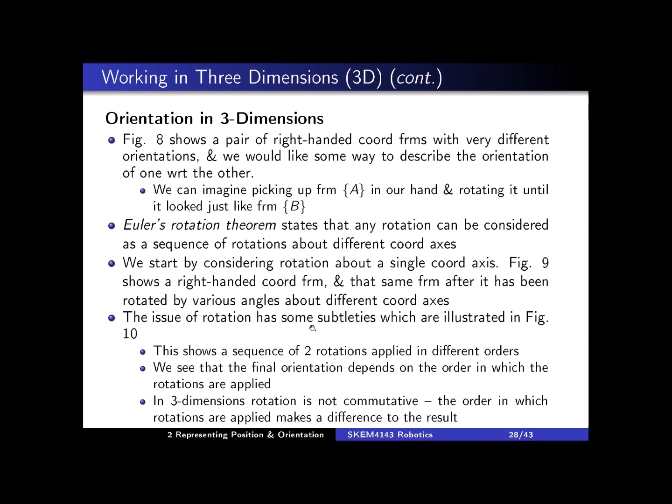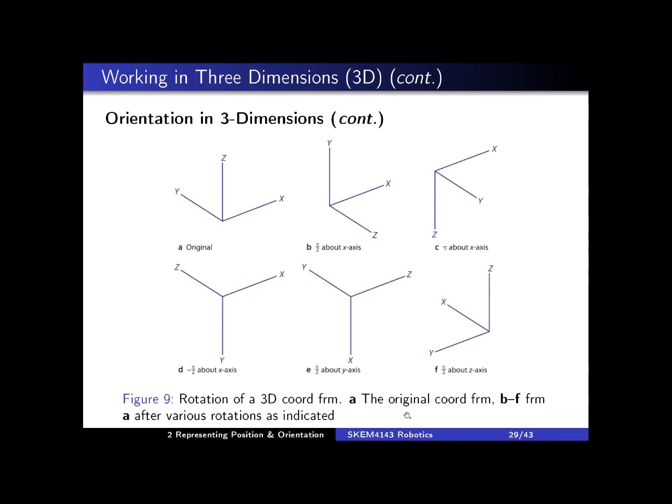The issue of rotation has some subtleties which are illustrated in figure 10. This shows a sequence of two rotations applied in different orders. We see the final orientation depends on the order in which the rotations are applied. In 3 dimensions, rotation is not commutative. The order in which rotations are applied makes a difference to the results.